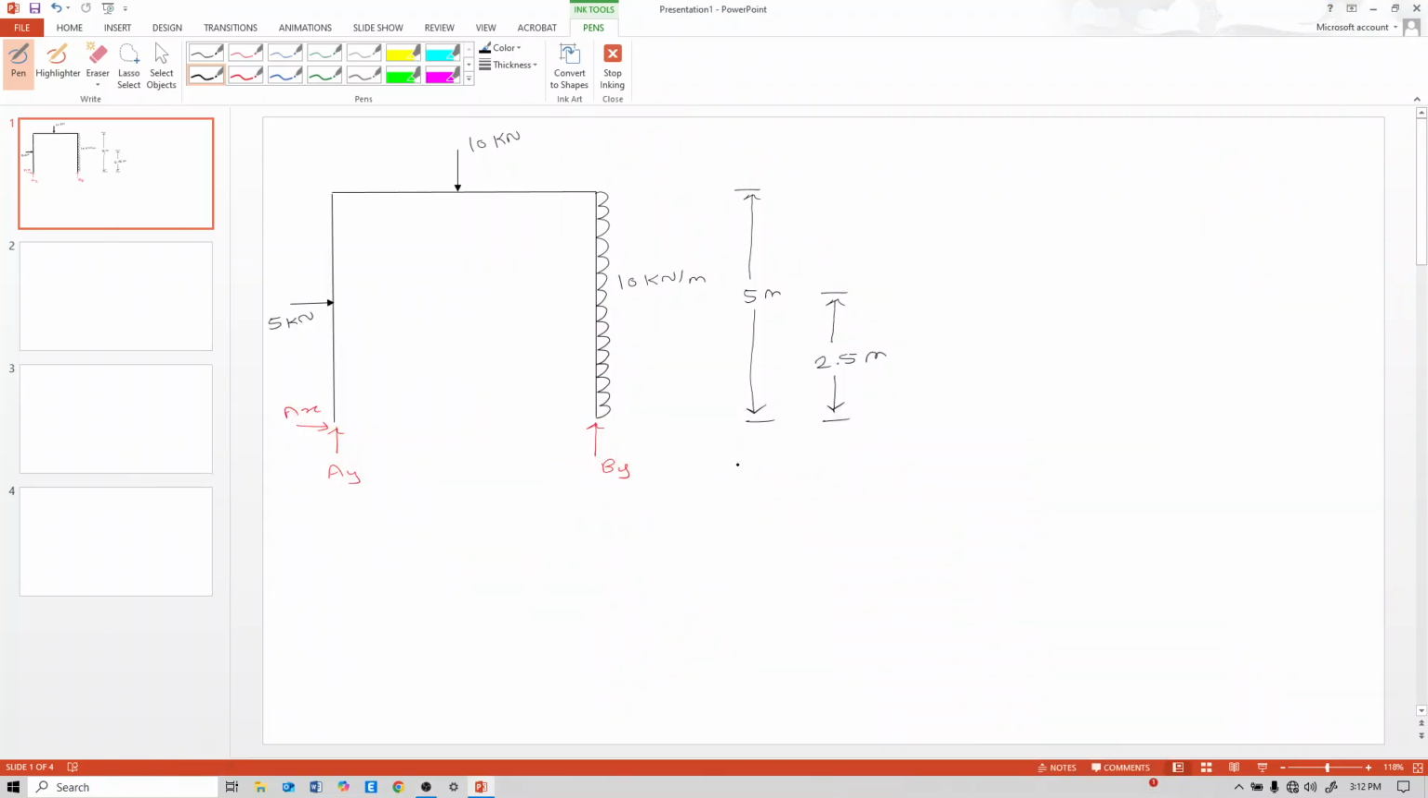This is a frame structure. Calculate the shear force diagram and bending moment diagram of this frame structure. Consider this as C and D. A to D distance is 5 meter, B to D distance is 5 meter, and DC is also 5 meter.